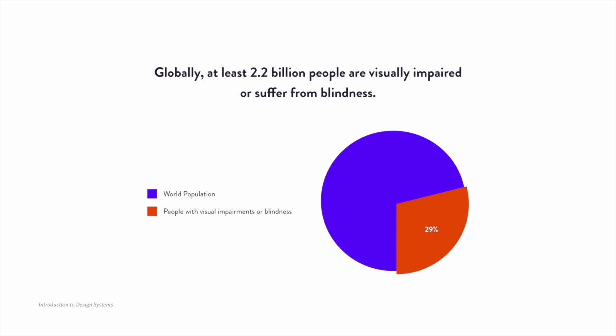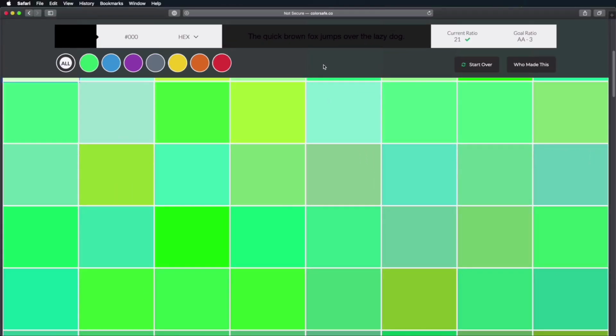That means that people with visual impairments will be able to use your product just like everyone else. And you might think this is not a big deal, but it is. Here's a fact for you. Globally, at least 2.2 billion people are visually impaired or suffer from blindness. The current world population is around 7.7 billion people. Do a quick math and you'll find that the percentage of people with visual impairments is around 29%. And I think that's a pretty big deal. Now, the simplest way to make colors accessible is to add enough contrast.